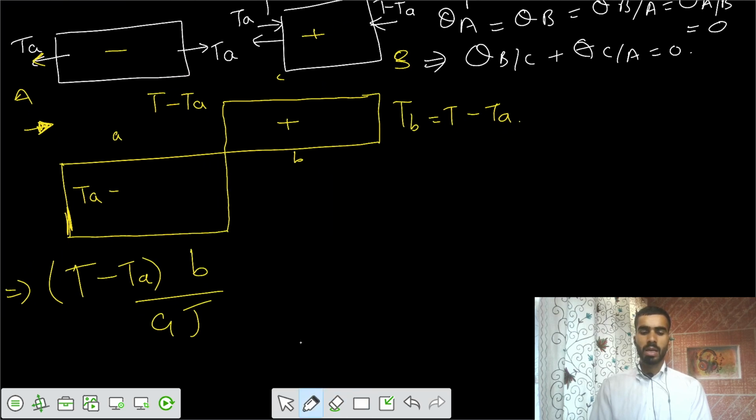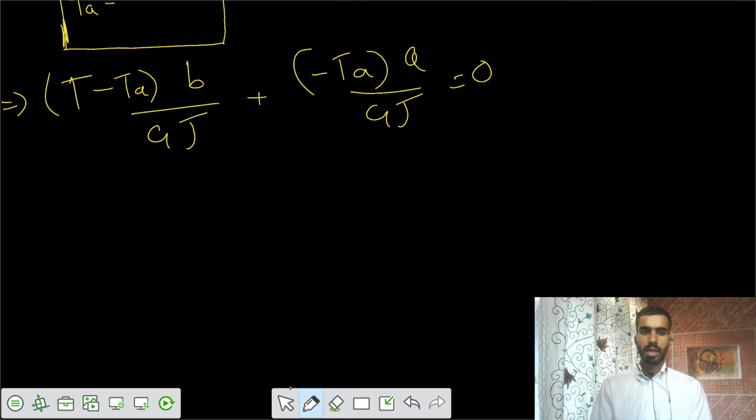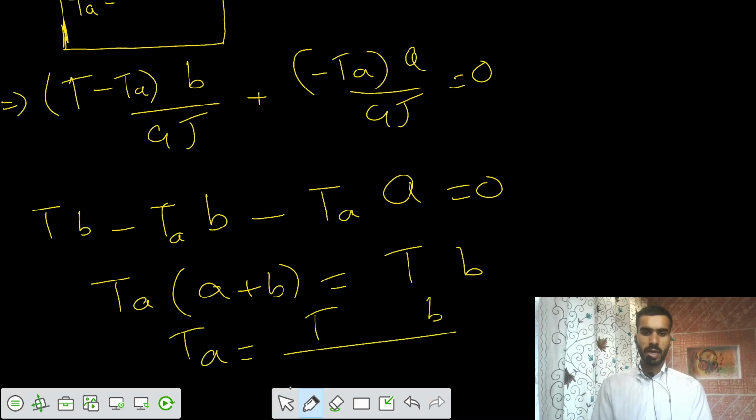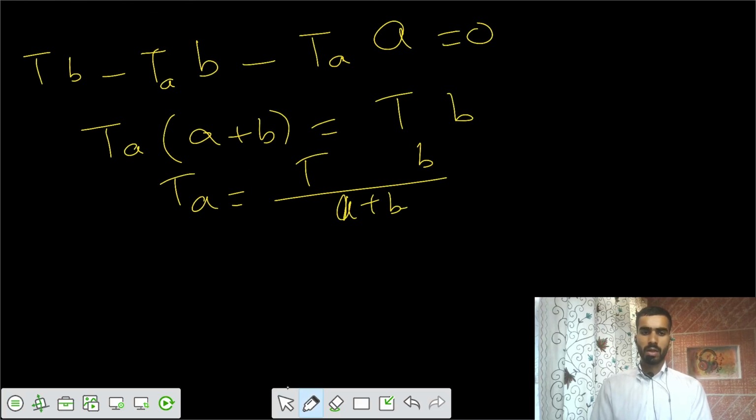And similarly, from the other side, we write plus theta CA. So you have negative TA, then length A by GJ, that should equal 0. So you got the value T times B minus TA times B minus TA times A equals 0. That means TA times (A plus B) equals T times B. That means TA equals TB by L, or TB by (A plus B). So you got this value. Similarly, you can say TB equals TA by (A plus B).